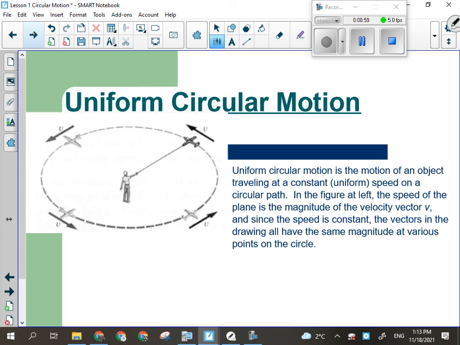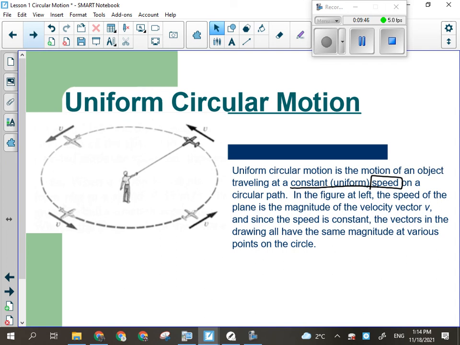So uniform circular motion is the motion of an object traveling at a constant or uniform speed on a circular path. Why do I emphasize speed? Something moves around and around in a circle, it's traveling at a constant speed. Why do I not say constant velocity? Right. Its velocity is not constant. The magnitude of its velocity is constant, but what's always changing? Its direction. In order to move in a circle, this object has to always accelerate.